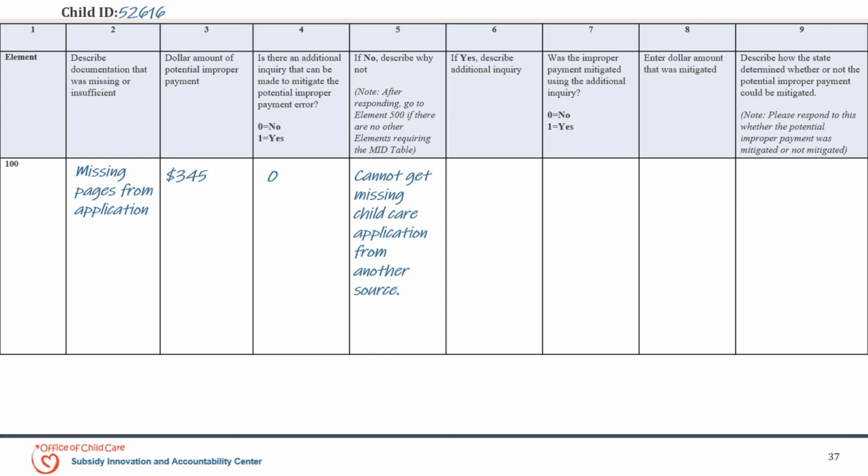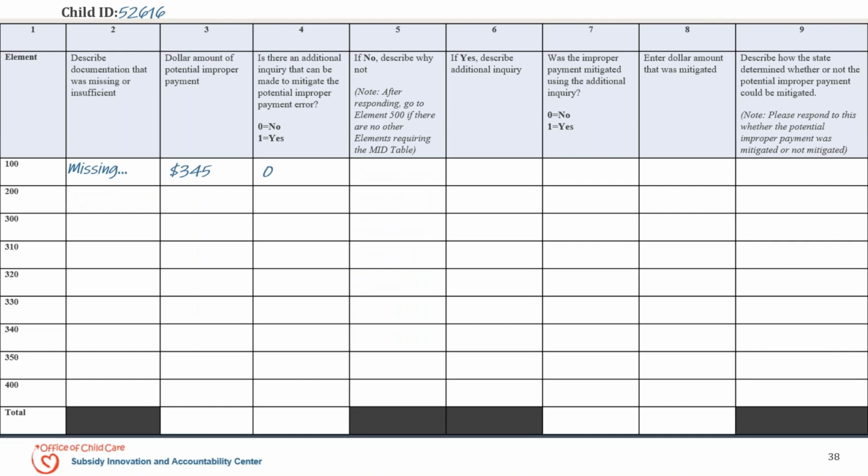Columns 6 through 9, again, are only completed if there was an additional inquiry. So moving back to the mid table, again, we're going to look at the totals row at the very bottom. Since we haven't gone through the other elements yet, we're going to say that there were no other mid potential improper payment errors in this case. So just to make it simple, we're going to total it now at the bottom: there was $345 in potential improper payments and 0 additional inquiries that could be made.